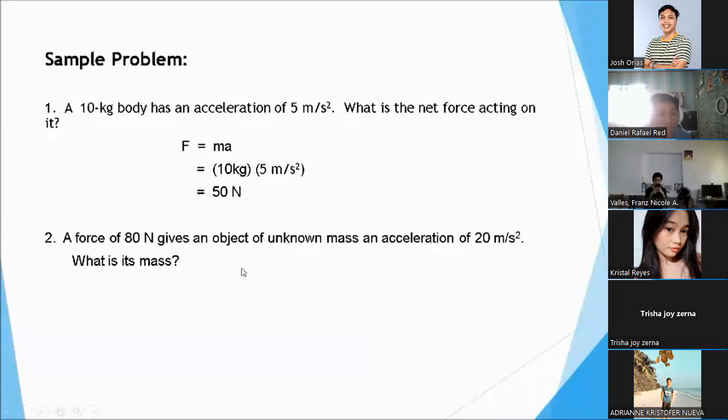Another example. A force of 80 newtons gives an object of unknown mass an acceleration of 20 meters per second squared. What is its mass? This time, it is mass that is being asked for. Still with our formula F equals ma, we can rearrange it to come up with a working equation: m equals F over a. Substituting the values given, we have 80 newtons divided by 20 meters per second squared. Our final answer is 4 kilograms.